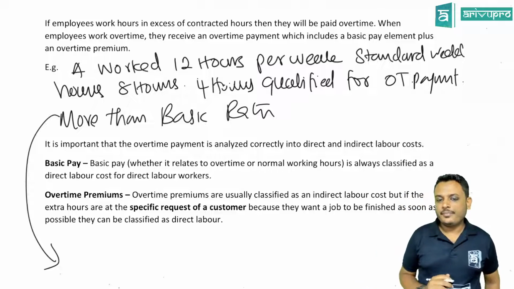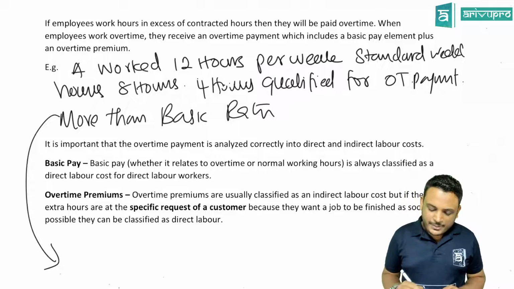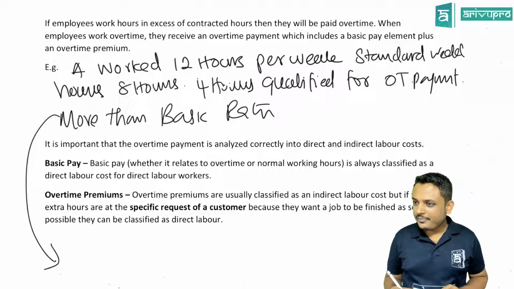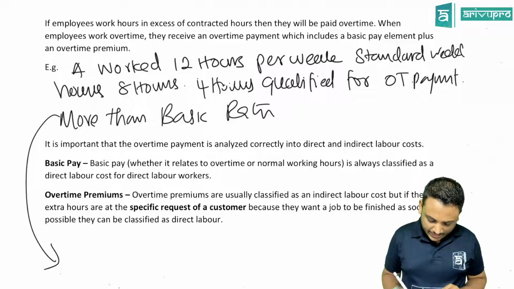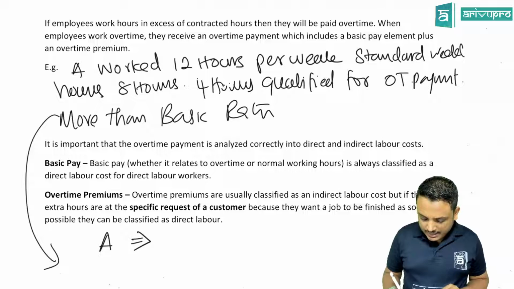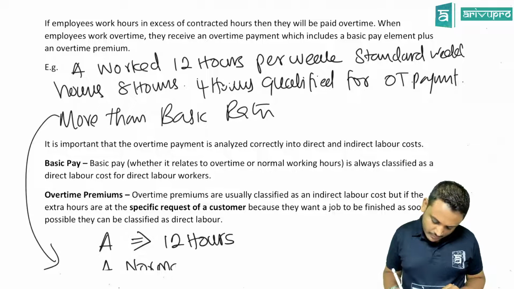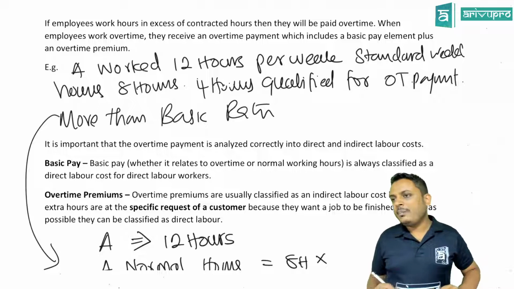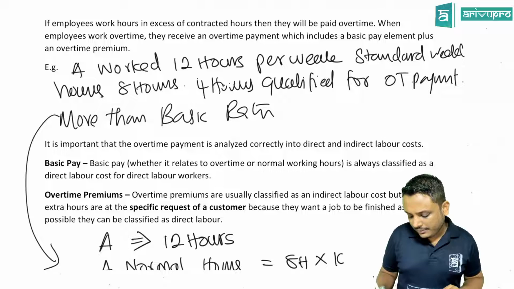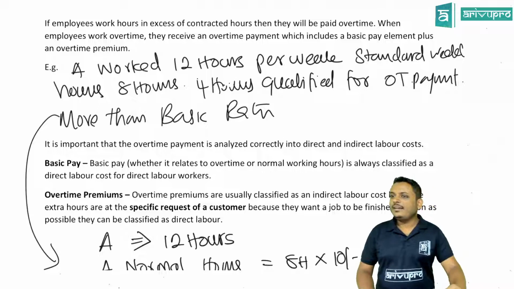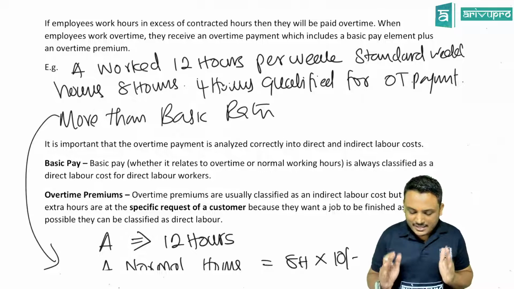Now concentrate. This person worked 12 hours. Yes or no? This person worked 12 hours. So I'll take A. I'll give time to copy. Just concentrate. A. How many hours did he work? 12 hours. Okay. A's normal hours how much? Normal hours, 8 hours. So 8 hours multiplied, let's say per hour 10. So how much is he getting for normal hours? 80. Is it clear? This is his normal payment.